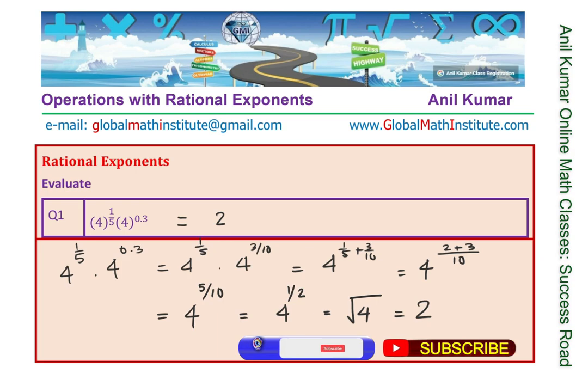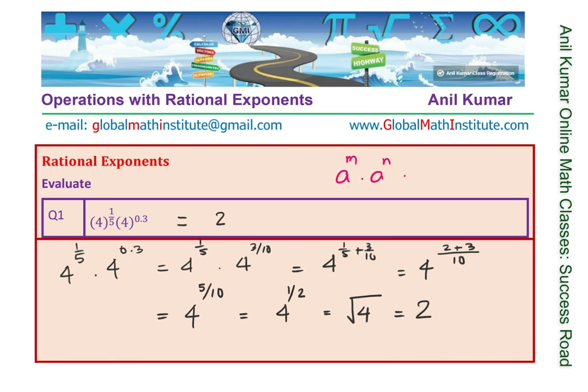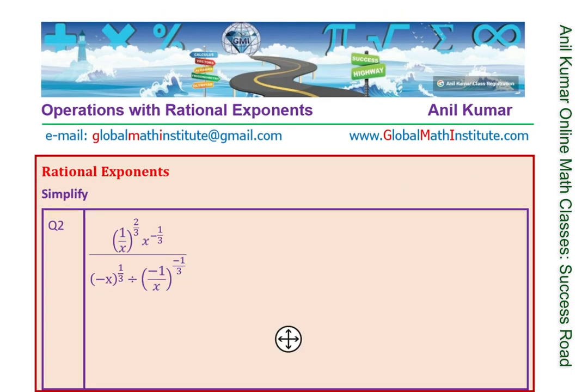So I hope these steps are absolutely clear. When you're given rational exponents and the base is same, just add the exponents, right? As you know, if you have a to the power of m times a to the power of n, the rule simply is to add them up, right? Let's move on and take the solution of the next question.